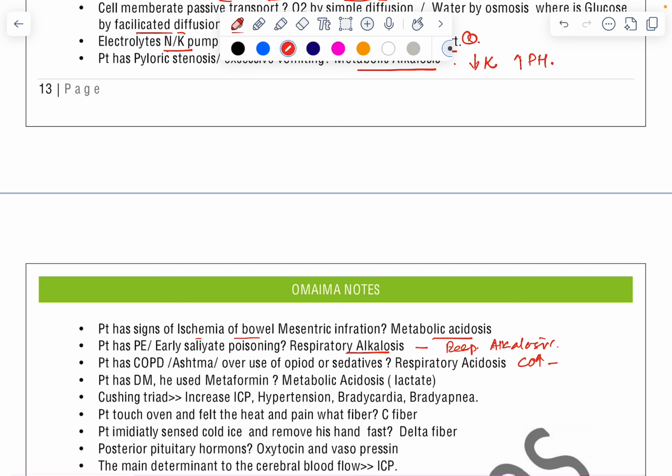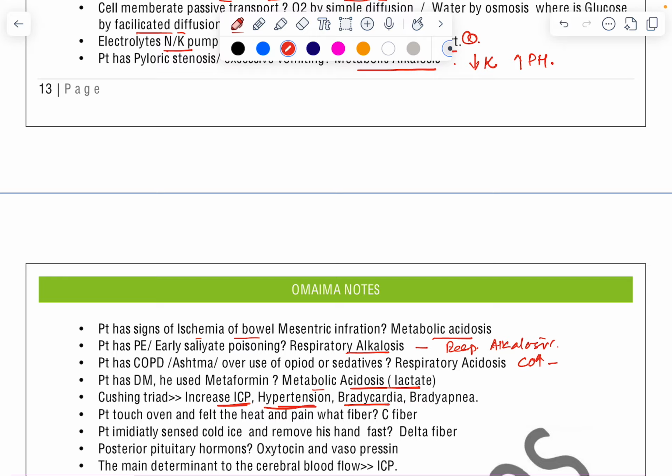Diabetes mellitus: metformin should be stopped 2 days before, metabolic acidosis because of lactate. Cushing triad: increased intracranial pressure causes increased BP, bradycardia and bradypnea. Respiratory rate decreases because of vagal stimulation. Hypertension is because of systemic sympathetic stimulation.